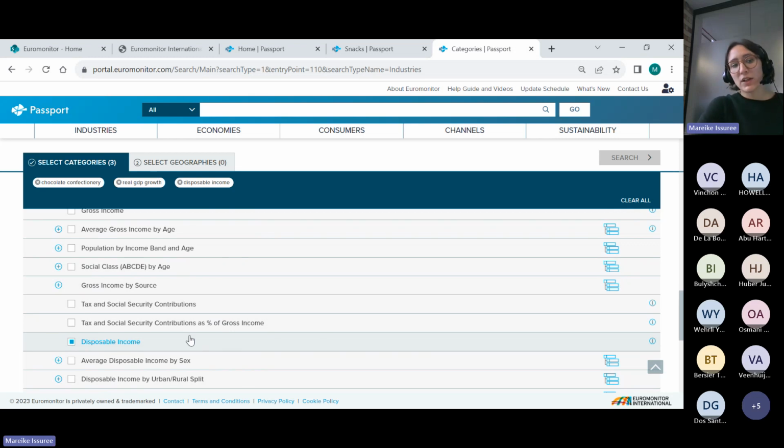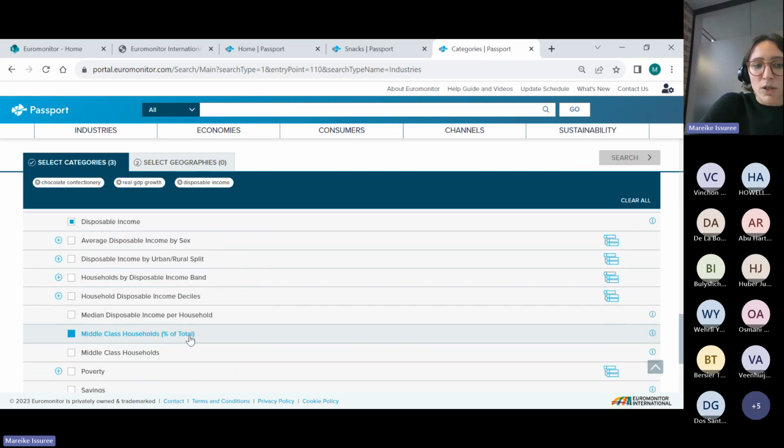for me to understand if there's disposable income in those different markets and whether it's growing, which markets have a larger disposable income, because that can also give me an idea of will consumers in those markets have the disposable income available to purchase my product, in this case, chocolate confectionery.